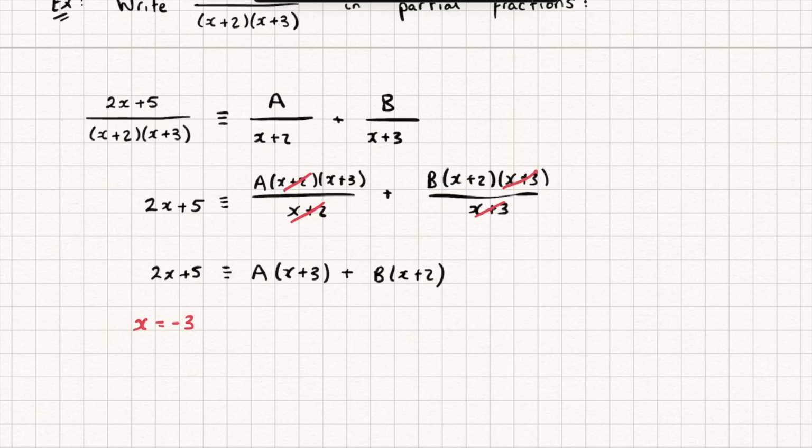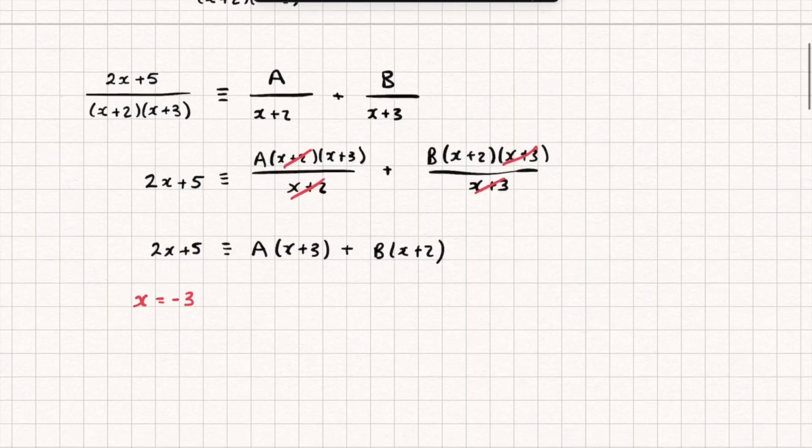So let's do that. If I substitute x = -3 into the left-hand side, 2 multiplied by -3 is -6, plus 5 is -1. The right-hand side, where we just looked at this term here, is going to go to 0, and we're going to be left with B multiplied by (-3 + 2). Well, -3 + 2 is just -1, so -1 lots of B. And we want to find out what B is, not what negative B is, so let's divide both sides by -1, and I get B must be 1. So we've now solved to find B.